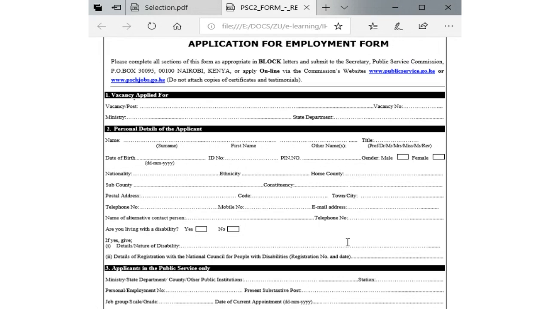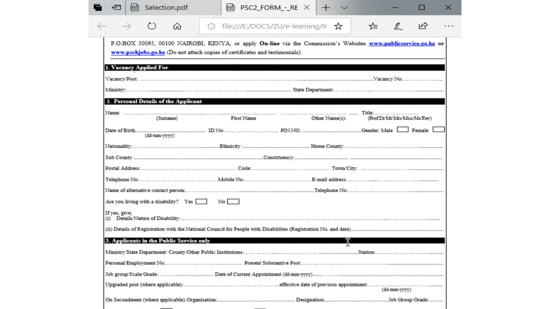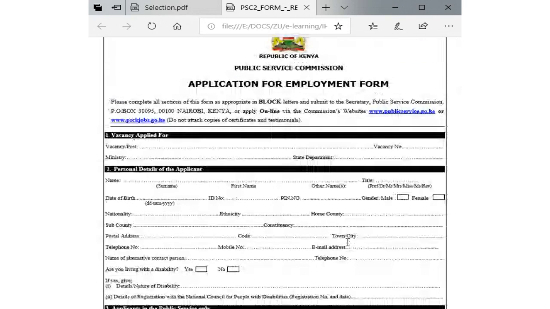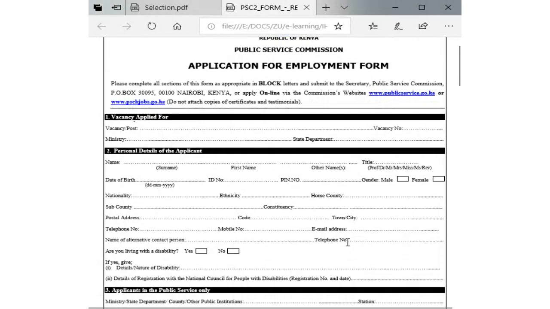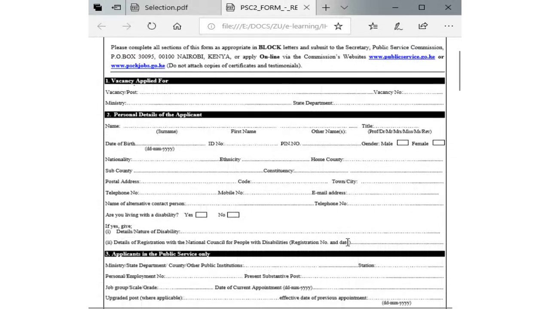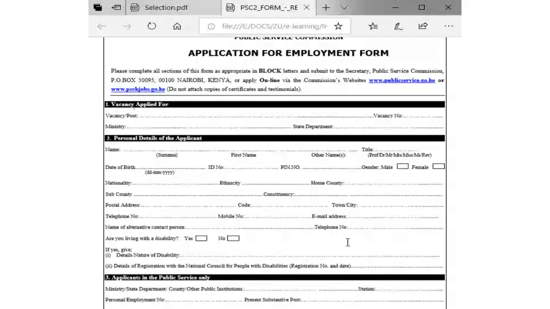We're looking at a sample application form for employment. And that is well indicated in the title, application for employment form. This is for the Public Service Commission. If you want to be employed in the Public Service Commission of Kenya, you can fill this, print it, fill it, then take it there, or go to their website and open it. This one you can also access through their website.